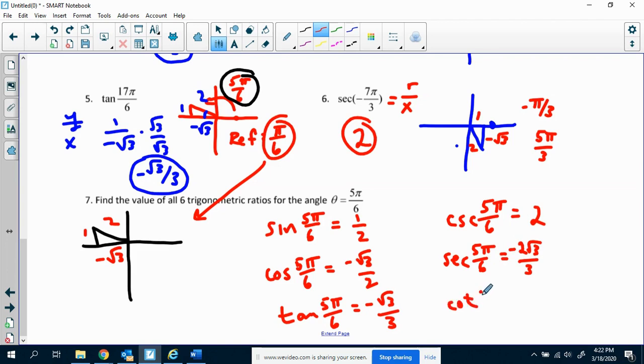And cotangent of 5 pi over 6 is just negative square root of 3, because that's x over y, and x is negative root 3 divided by 1.